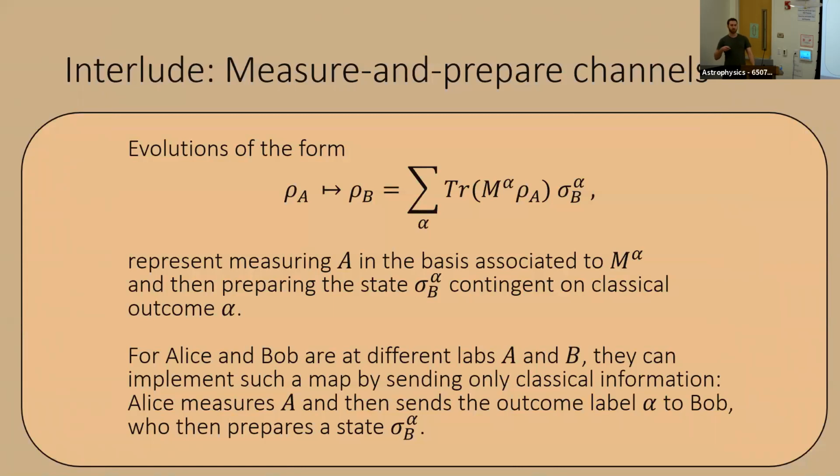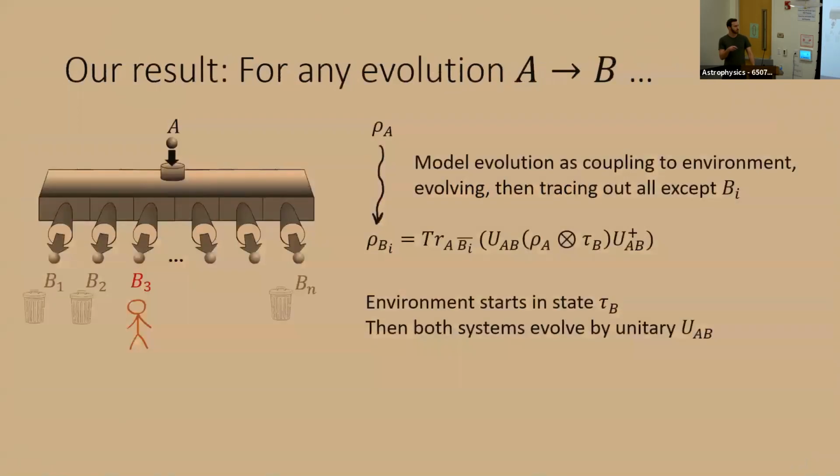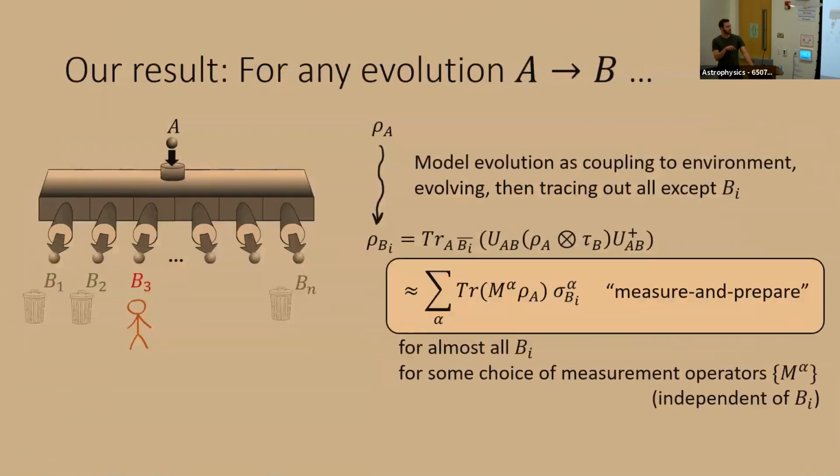So with this background about what it means for an evolution to be sort of classical in the sense that it looks like a measurement happened, let me go back to our setup and introduce the main claim here, which is that this evolution from rho_A to rho_Bi, for almost all of these output systems B_i, it will look like one of these classical evolutions.